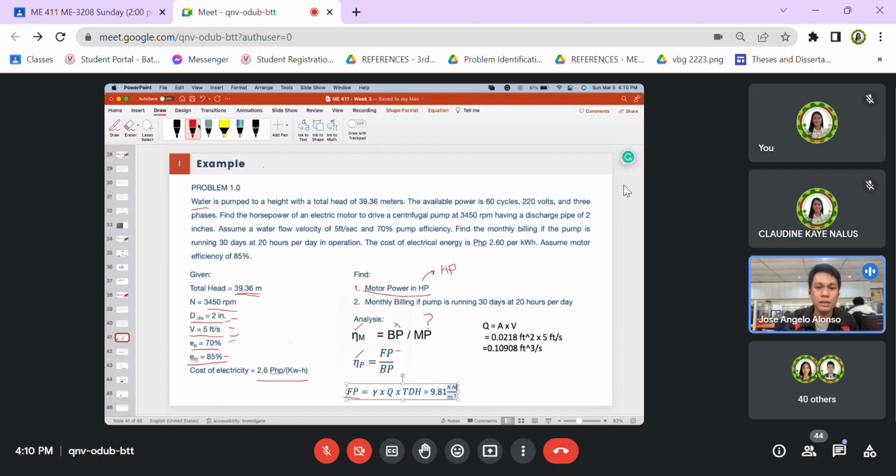Pero kung titignan natin dito sa pagkuha ng ating fluid power, ang ating total dynamic head is naka-meters. Ang ating specific weight is in cubic meter. So yung cubic feet per second, convert muna natin siya into cubic meter per second. So this is equivalent to 0.003089 cubic meter per second. Para makakancel natin yung mga unit mamaya.